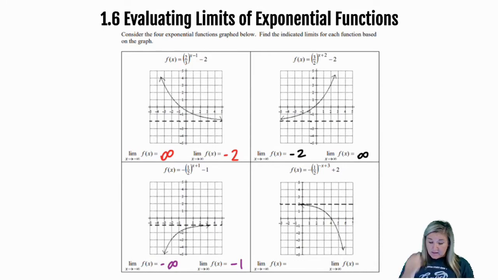And then f of x is equal to -1/2 raised to the negative x plus 3, plus 2. So for this one, as x approaches negative infinity, as it moves to the left, it is approaching that horizontal asymptote of +2. And as x is moving to the right, towards positive infinity, it's going to reach negative infinity as well.